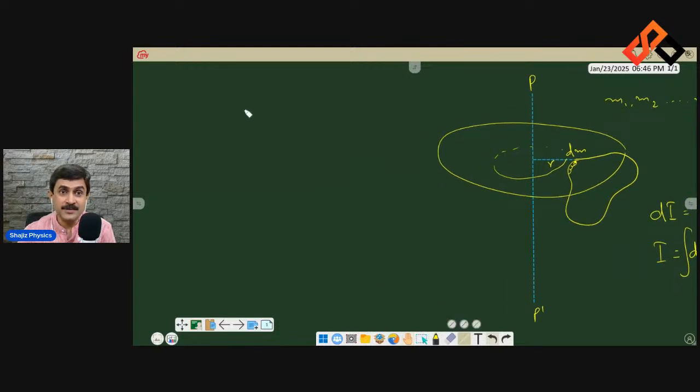Many students think that the radius of gyration is nothing but the distance between the axis of rotation and the center of mass of the object. Let this be the extended body, and let this be the center of mass. Most students have the misconception that the radius of gyration is the distance between the axis of rotation and the center of mass. But believe me, this is a wrong concept.